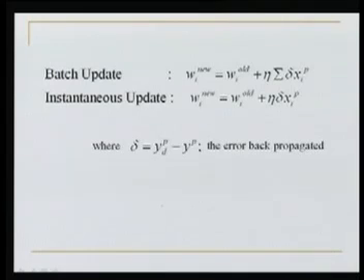The batch update law that we said is that the new weight vector is the old weight vector plus eta into the summation of all error terms due to all the patterns, whereas the instantaneous update is done simply with the back propagation term due to a single input pattern, where delta is the error back propagated.